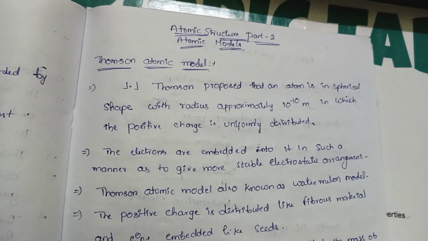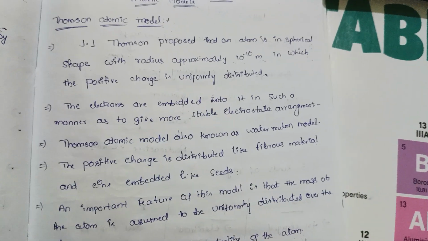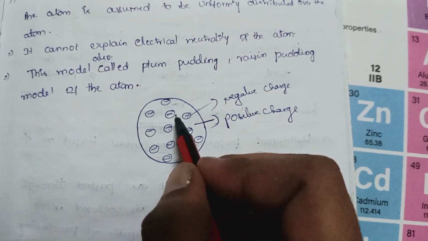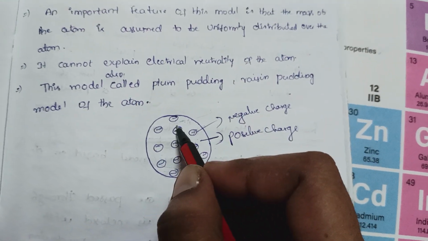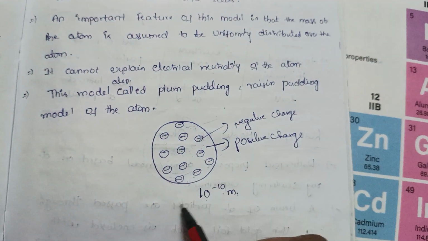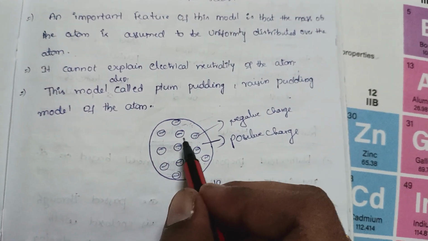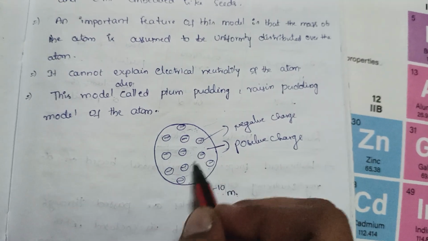Today we are going to discuss atomic models. Thomson atomic model. J.J. Thomson proposed that the atom is spherical in shape. The positive charge is distributed uniformly, and the radius of an atom is approximately 10^-10 meter. The negative charge, that is electrons, are embedded into it in such a manner.